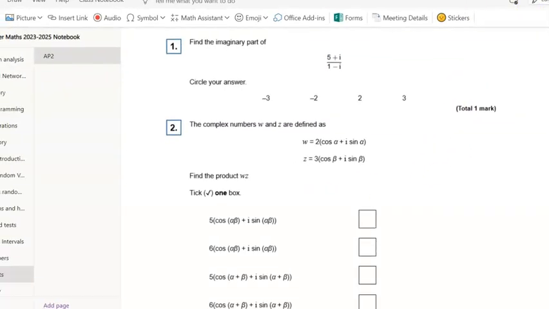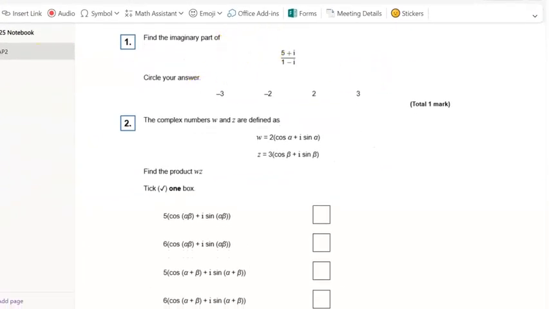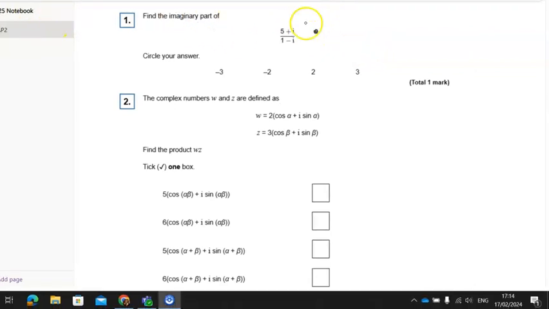So let's get this screen where we want it. Find the imaginary part of this. On the whole, this question was done really well, so I'm not too worried about it. But if you can't remember, you're going to multiply the top and the bottom by the complex conjugate of what we've got on the bottom. So you're going to times the top and the bottom by 1 plus i.